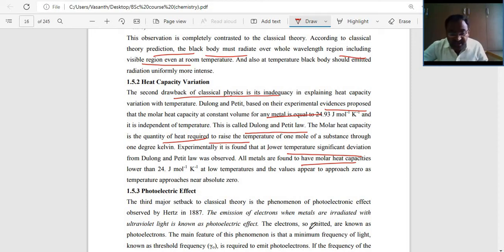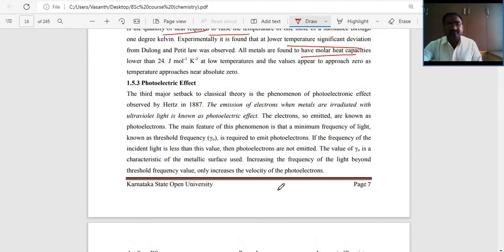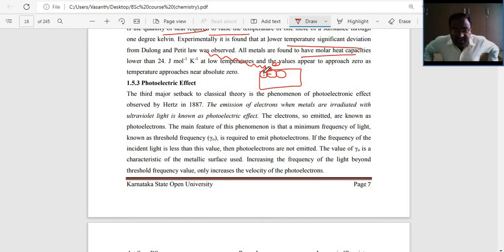Next, we consider the photoelectric effect. A metal surface is made of metal atoms. A metal atom consists of a nucleus and an outermost valence shell of electrons. When light of suitable frequency falls on the metal surface, the ejection of electrons from the metal surface, that phenomenon is called the photoelectric effect.